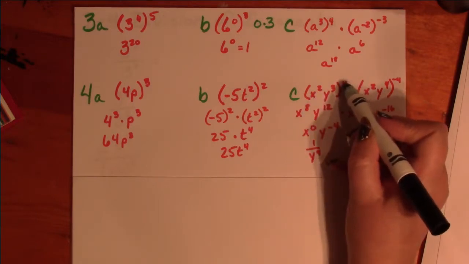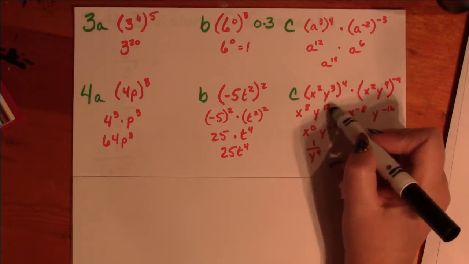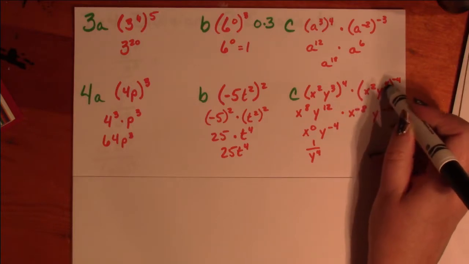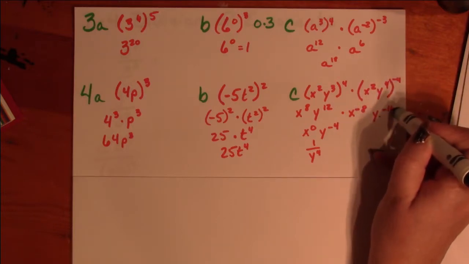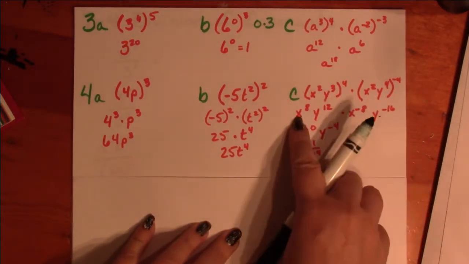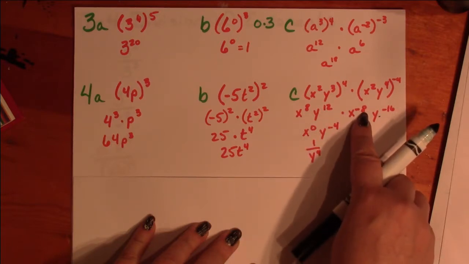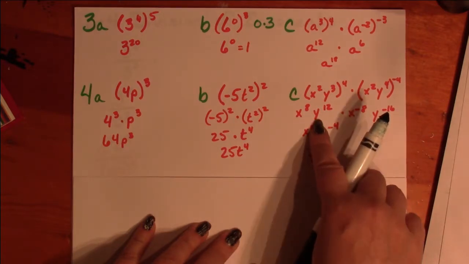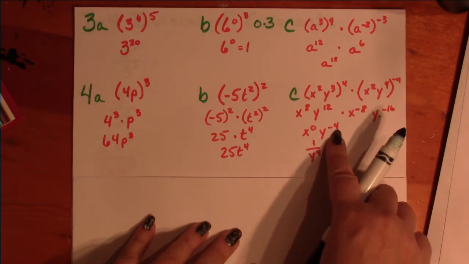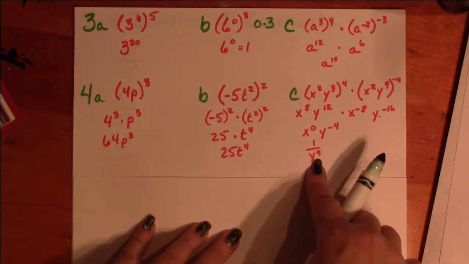X squared to the fourth is x to the 8. Y cubed to the fourth is y to the 12. X squared to the negative 4 is x to the negative 8. Y to the 4 to the negative 4 is y to the negative 16. Now, I did this in my head. X to the 8 times x to the negative 8 is x to the 0. And y to the 12 times y to the negative 16 is y to the negative 4. X to the 0 goes away, and my y to the 4th goes in the denominator.